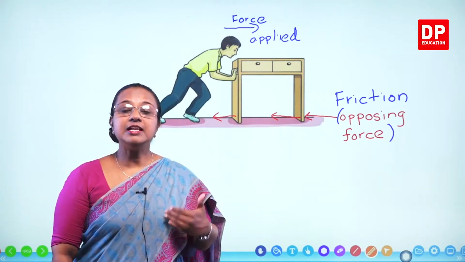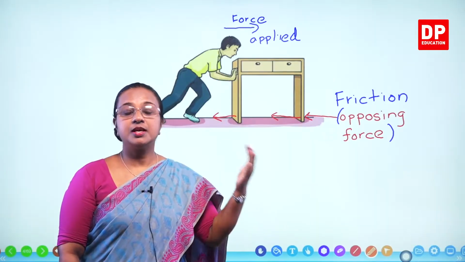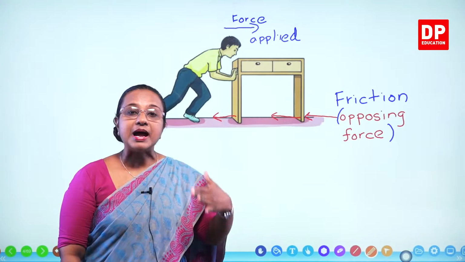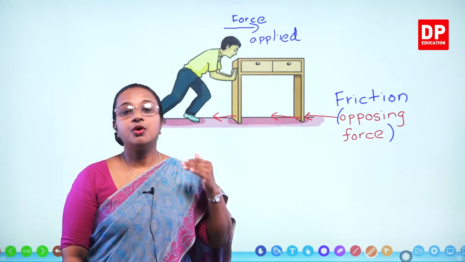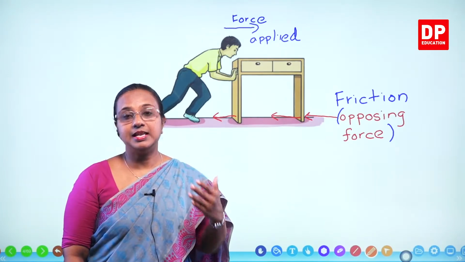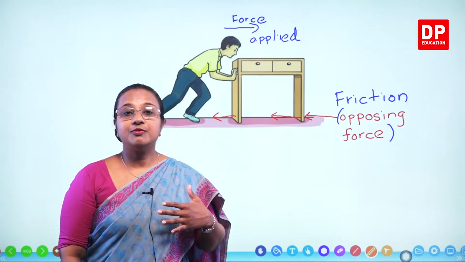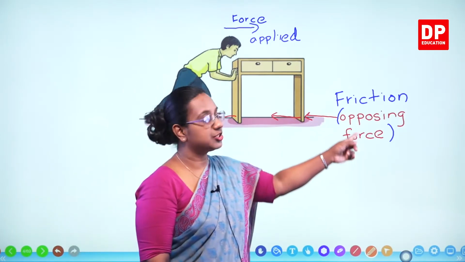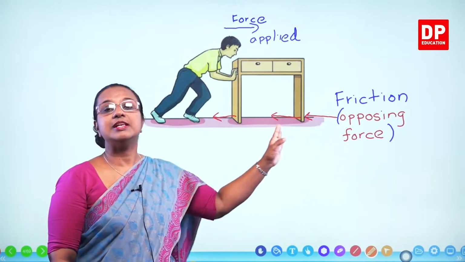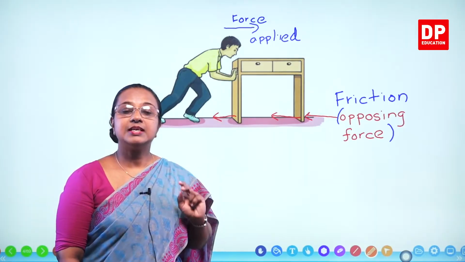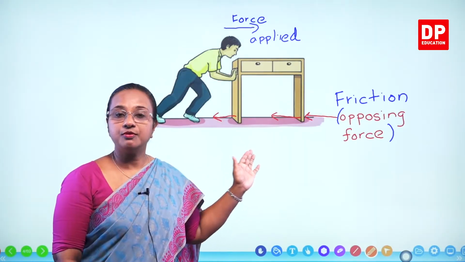And when we increase the applied force, the frictional force also increases. But it can increase only to a certain limit. Once the applied force exceeds the frictional force, the table will start to move. So, this is another feature of friction.